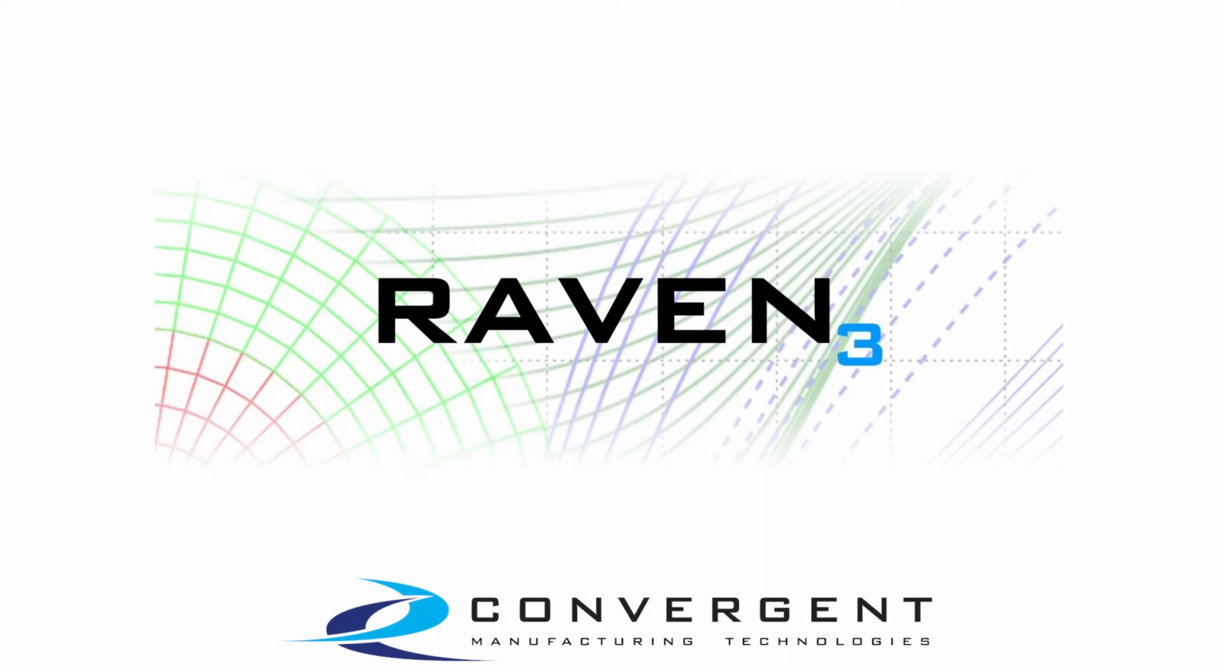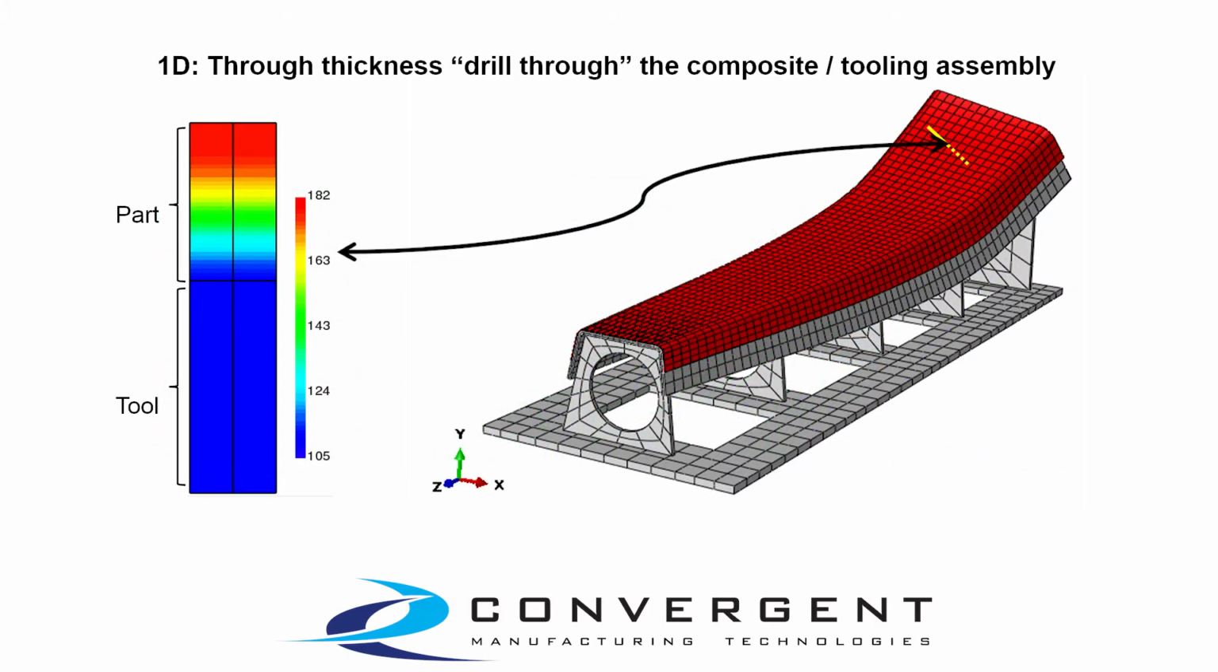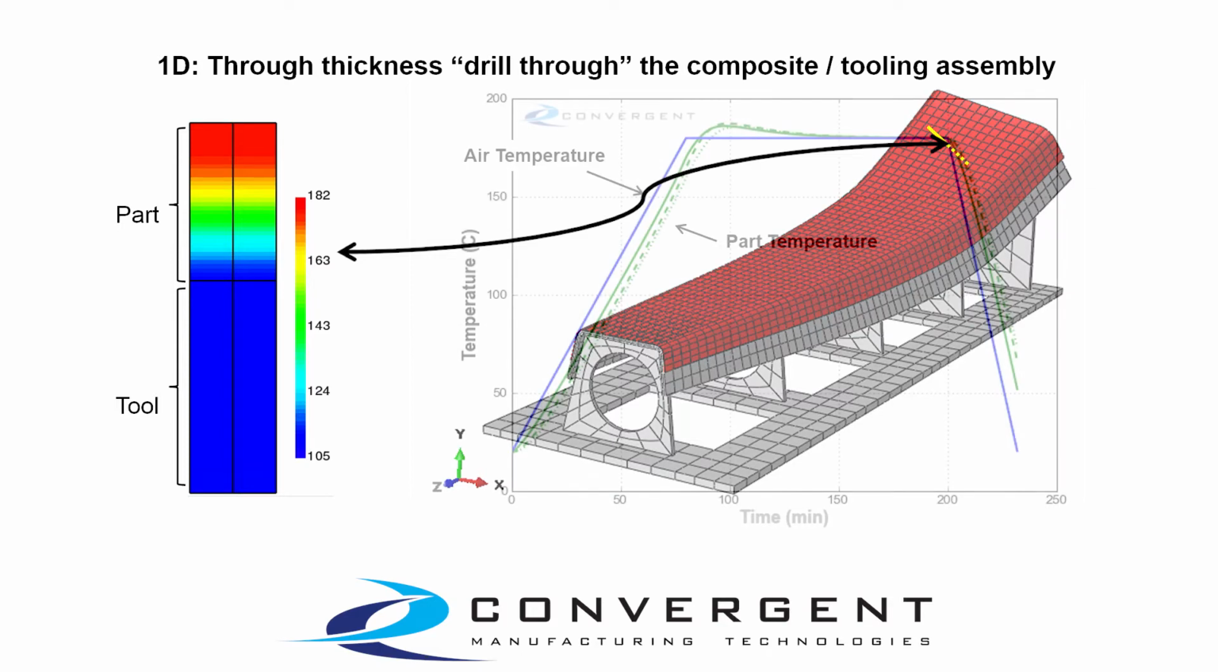In this tutorial, I will demonstrate how to perform a 1D thermochemical analysis of a composite material during its manufacturing cycle. This type of simulation can be used to analyze the temperature distribution through the thickness of a composite part laid up on a tool.